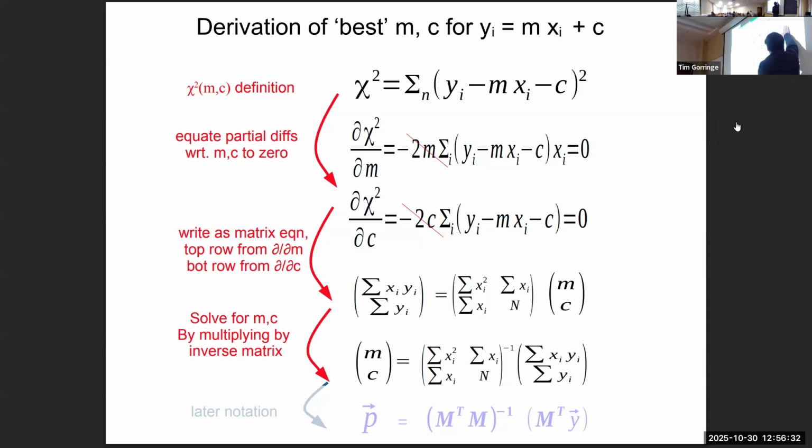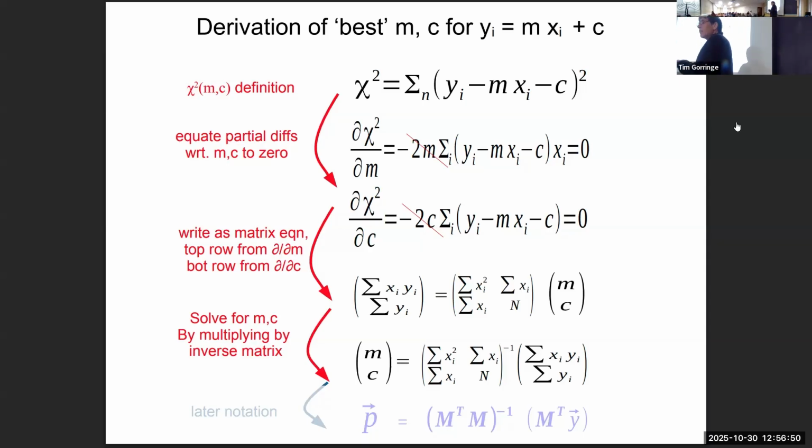So this just outlines how you do that. We're starting from the definition upstairs of chi-squared. I put in the actual function, the straight line function, y equals mx plus c. So I plug that in here.